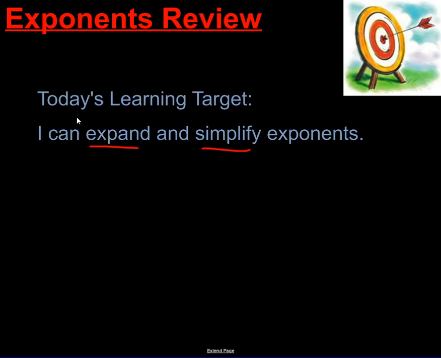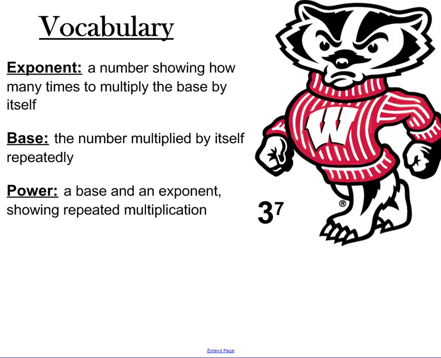Now, a couple things about exponents. What the heck are exponents? Some of you might be saying that. But we've got three terms we need to know: exponent, base, and power. Sometimes exponent and power are used interchangeably. These are the technical terms. An exponent is a number showing how many times to multiply the base by itself. I'm looking at this thing right here. This is 3 with a little 7 by it. It's not 37. This is 3 to the 7th power, or 3 to the exponent of 7. So the exponent here is the 7.